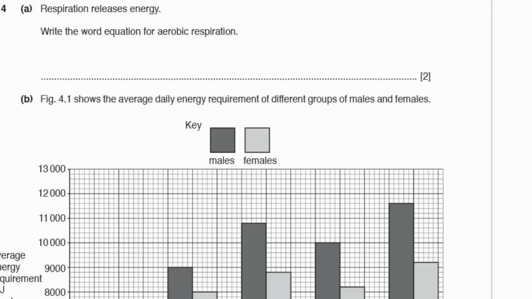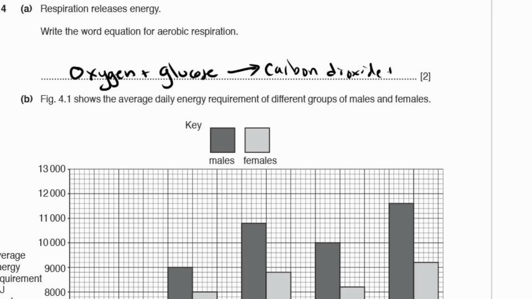4A. Respiration releases energy. Write the word equation for aerobic respiration. So aerobic means it requires oxygen. Oxygen plus glucose produces carbon dioxide plus water. There we go. That's it.